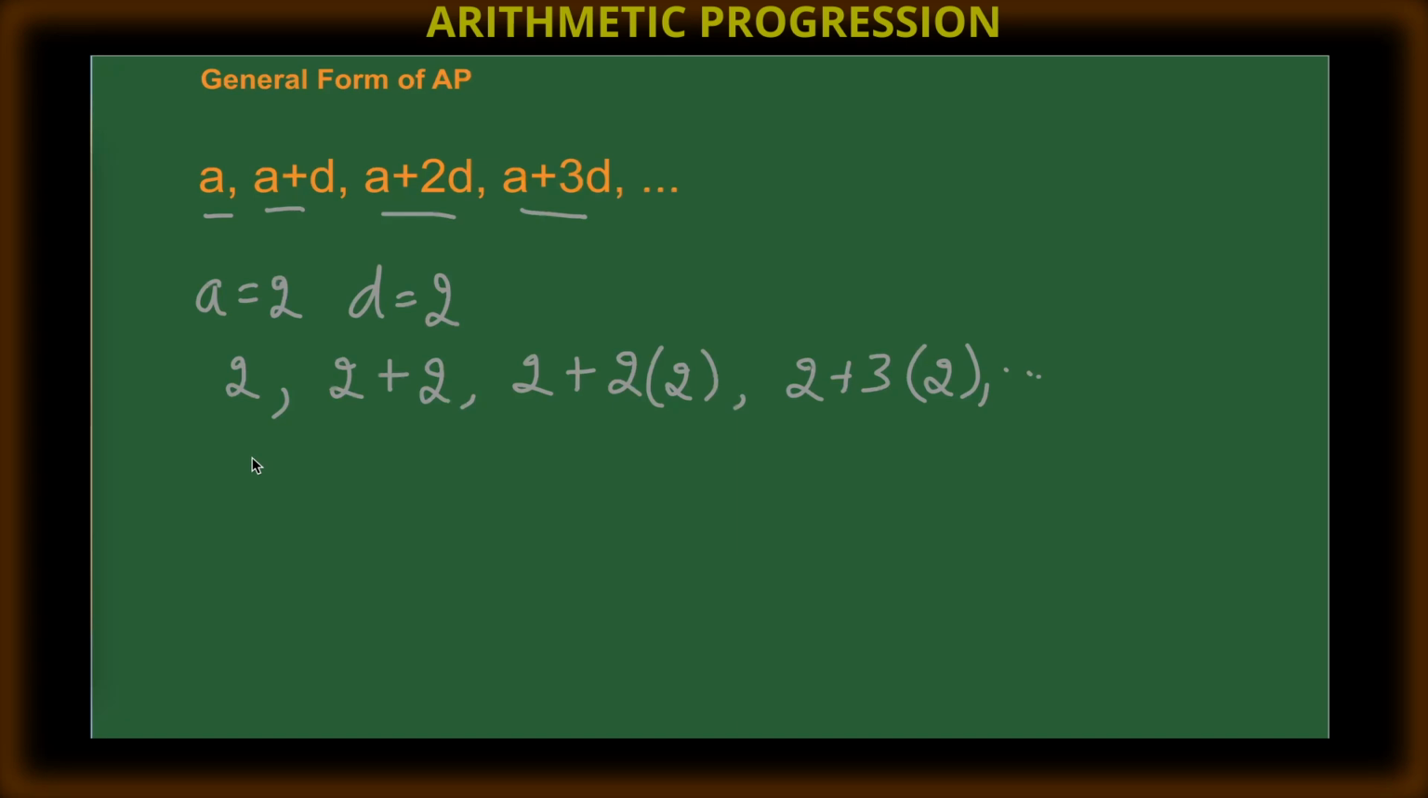Let's simplify it. 2 plus 2 is 4, 2 into 2 is 4, 4 plus 2 is 6, 3 2s are 6, 6 plus 2 is 8, henceforth. If you see that, this is the arithmetic progression. What you need to understand is that there is a general form of arithmetic progression called A, A plus D, A plus 2D, A plus 3D. I just want to make sure that this is clear. Let's proceed to the next topic, students.